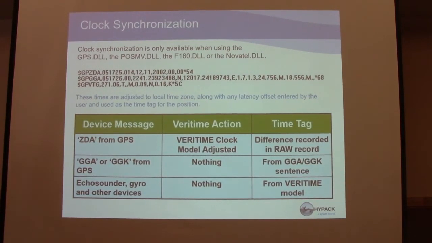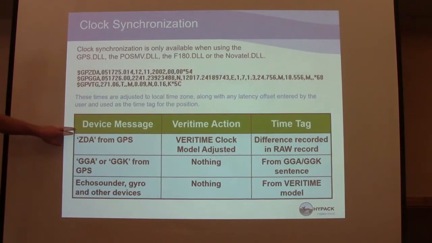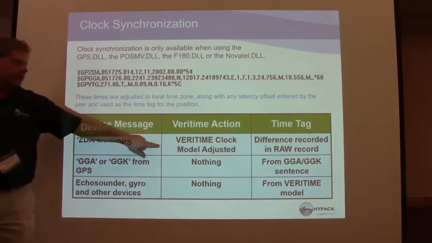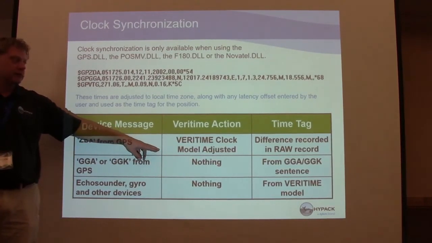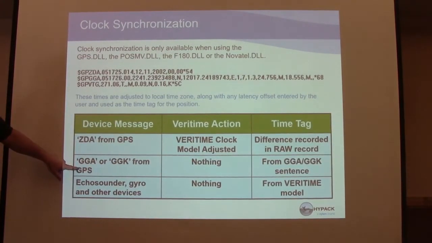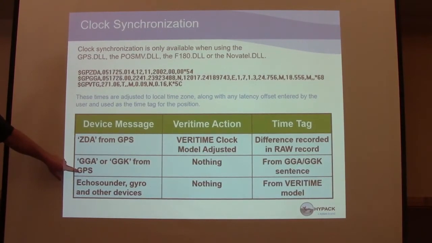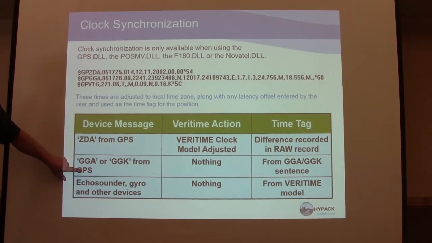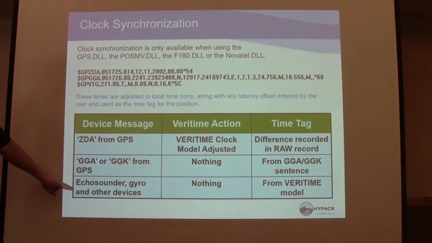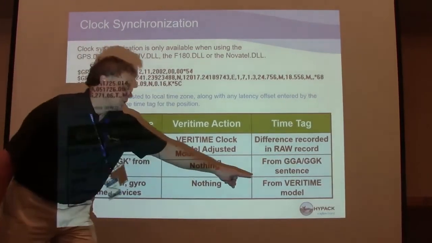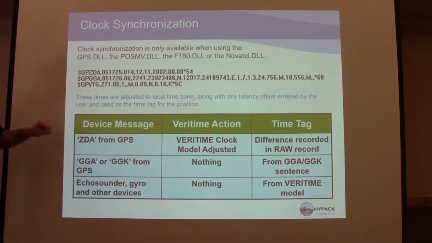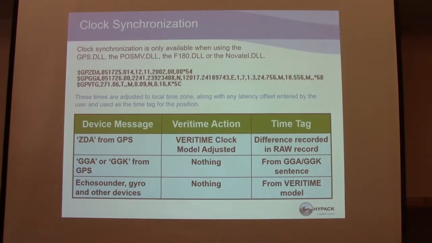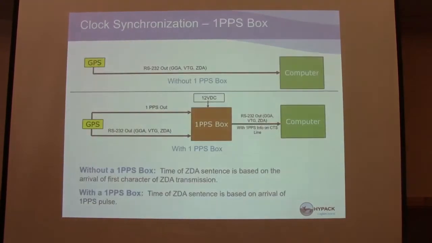And then down here, where's the time tag coming from? So ZDA from GPS, the Veritime clock model that runs in the background is going to be used. The GGA or GGK from GPS, I'll show you, there's a button. You never want to turn this on. You never want to take timing from GGA or GGK. And then the echo sounder and gyro are going to be taken from the Veritime model. So I don't want to confuse you too much about this. I'll show you where these buttons are in the software. Okay.